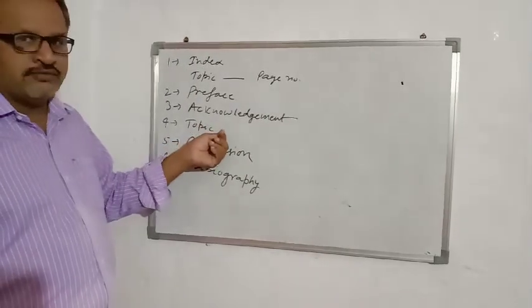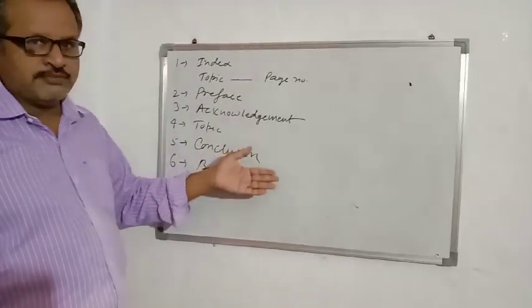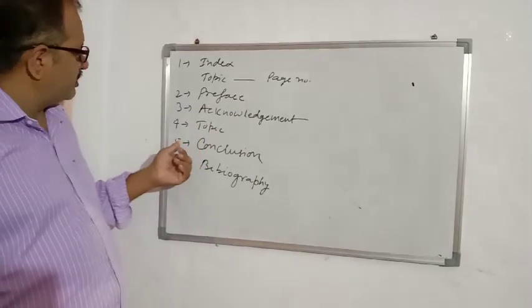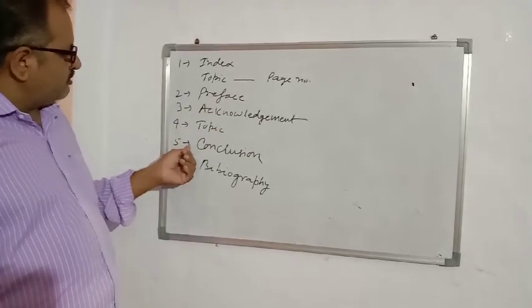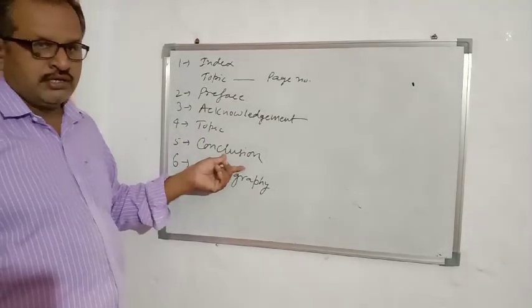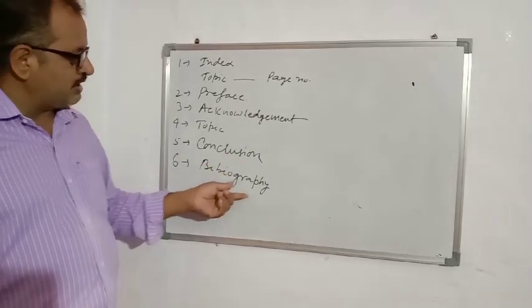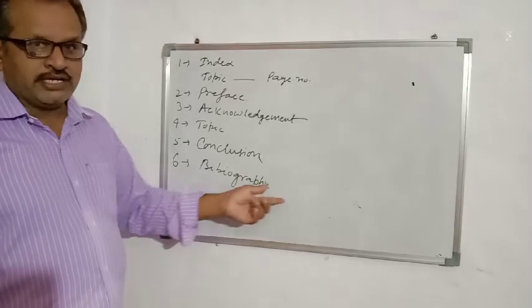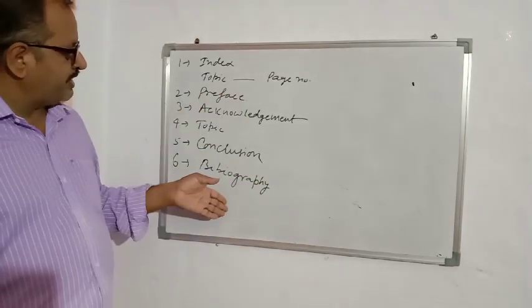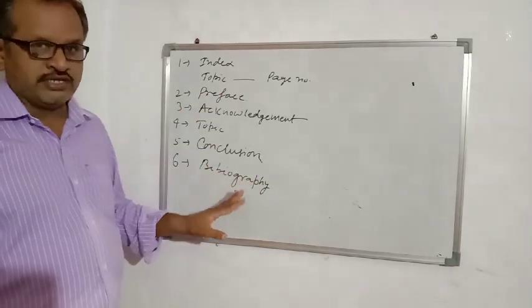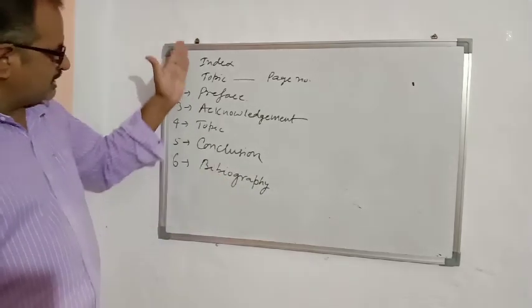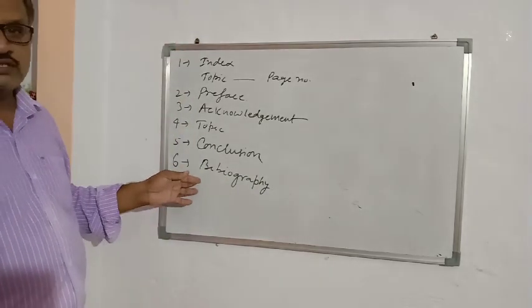Assessment number 1 you can write, then do the assessment. After that, assessment number 2. After that you will write the conclusion, and at the last you will write the bibliography. Bibliography means the source from which you have taken material to prove the result or to do the project work. So in this sequence you have to write your project work.